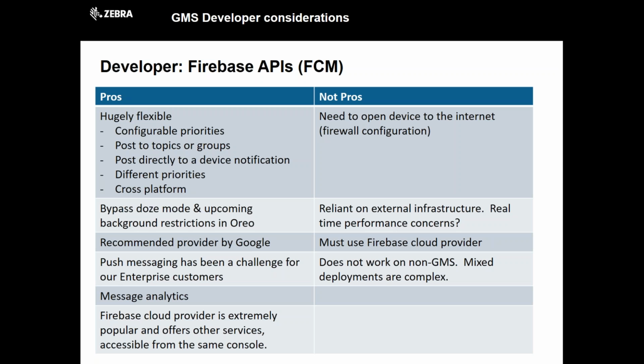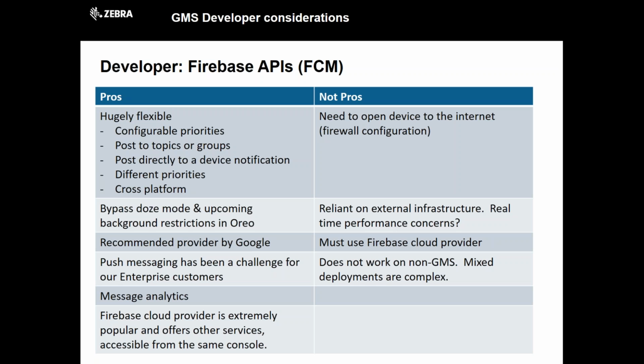And by using Firebase Cloud Messaging, you're doing it for all of those reasons on the left-hand side. For me, the ability to bypass Doze Mode and the upcoming restrictions in Oreo is key. You can always specify your message to be high priority, and you know it will be received on the device, even though the device is dozing or the device is subject to these Oreo background restrictions.